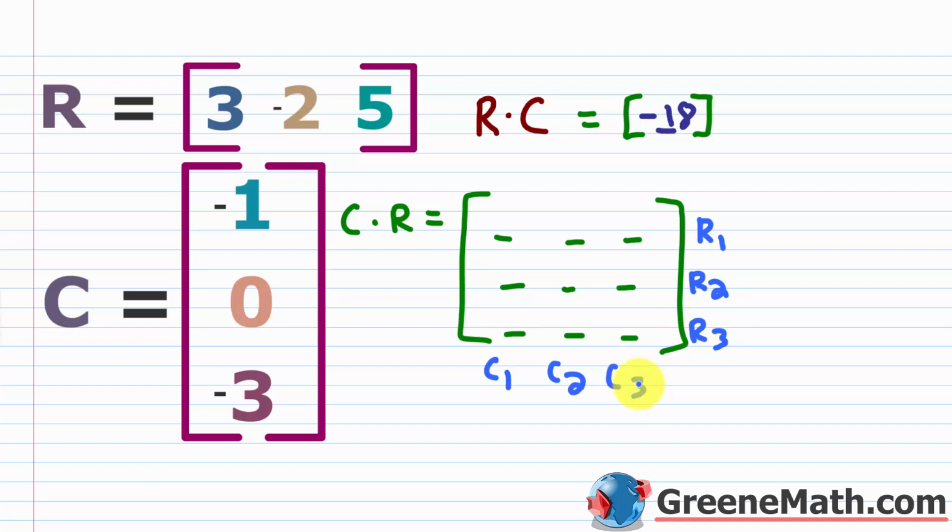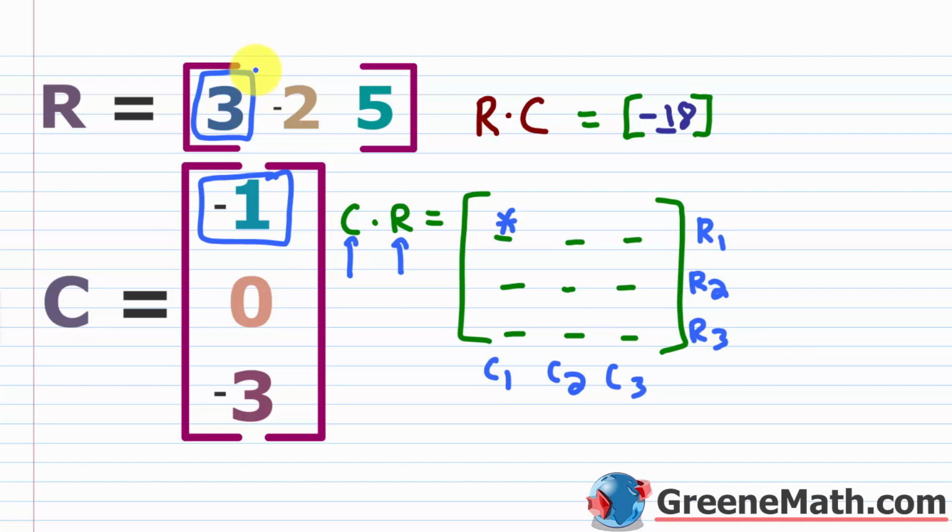So if I want to find this entry here, I want to think about, okay, it's in row 1, column 1. All right, row 1, column 1. So what I'm going to do is multiply row 1 from the left one, or C, times column 1 from the right one, or R. Or you could say row 1 from the first one, or C, times column 1 from the second one, or R. However you want to think about that. So row 1 in C is this guy right here, and column 1 in R is this guy right here.